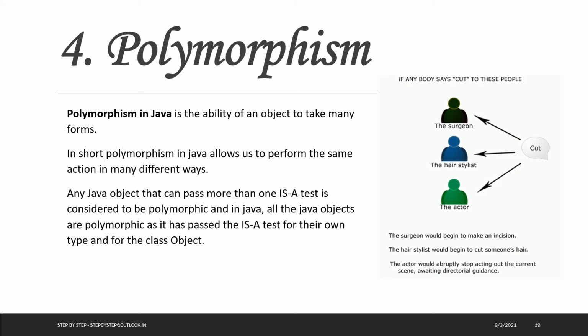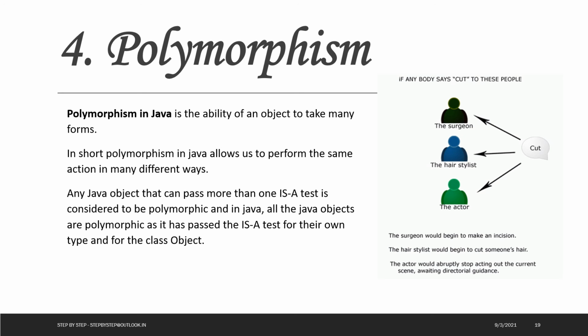So let's start with our fourth pillar, that is polymorphism. Polymorphism in Java is the ability of an object to take many forms. If we split the word polymorphism itself, poly means many and morphism means forms. So the many forms, that's how the word polymorphism can be split. In short, polymorphism in Java allows us to perform the same action in many different ways. Right. So if you want to do a single action in a different way, it could be done, and it will be said to be polymorphism achieved in Java for that action.